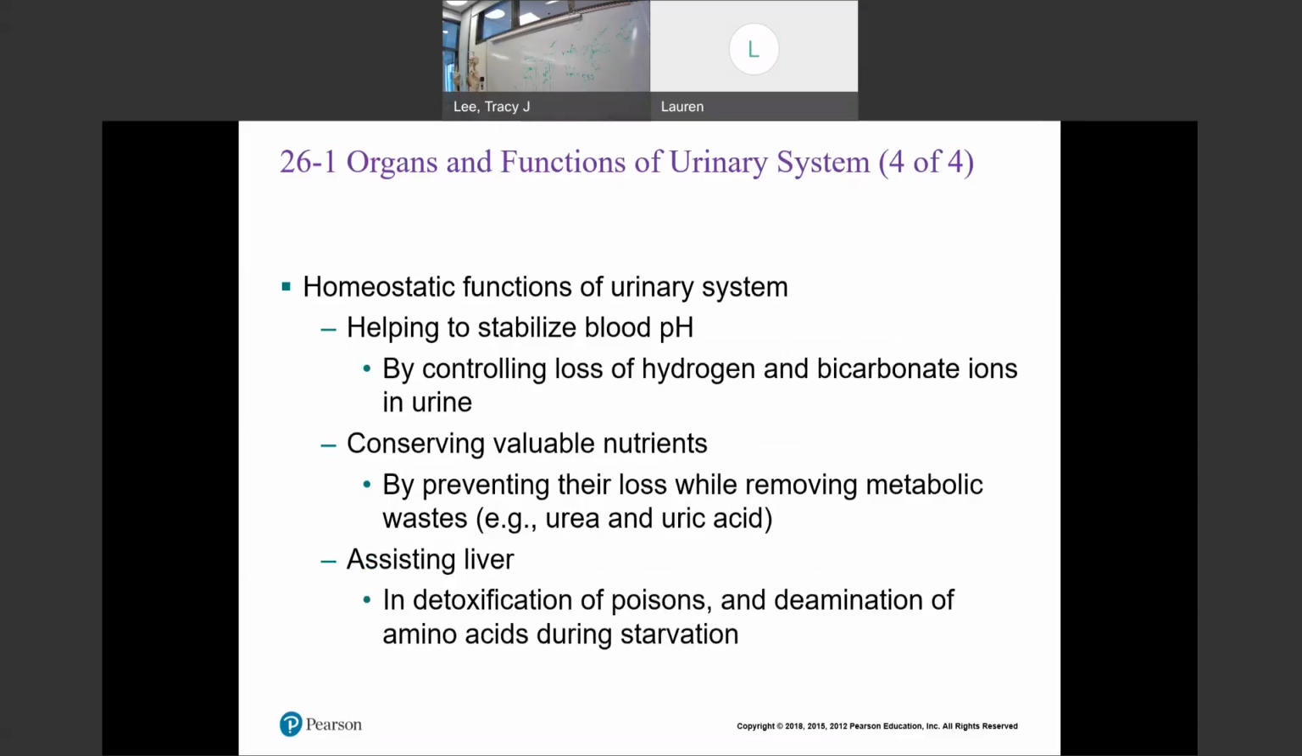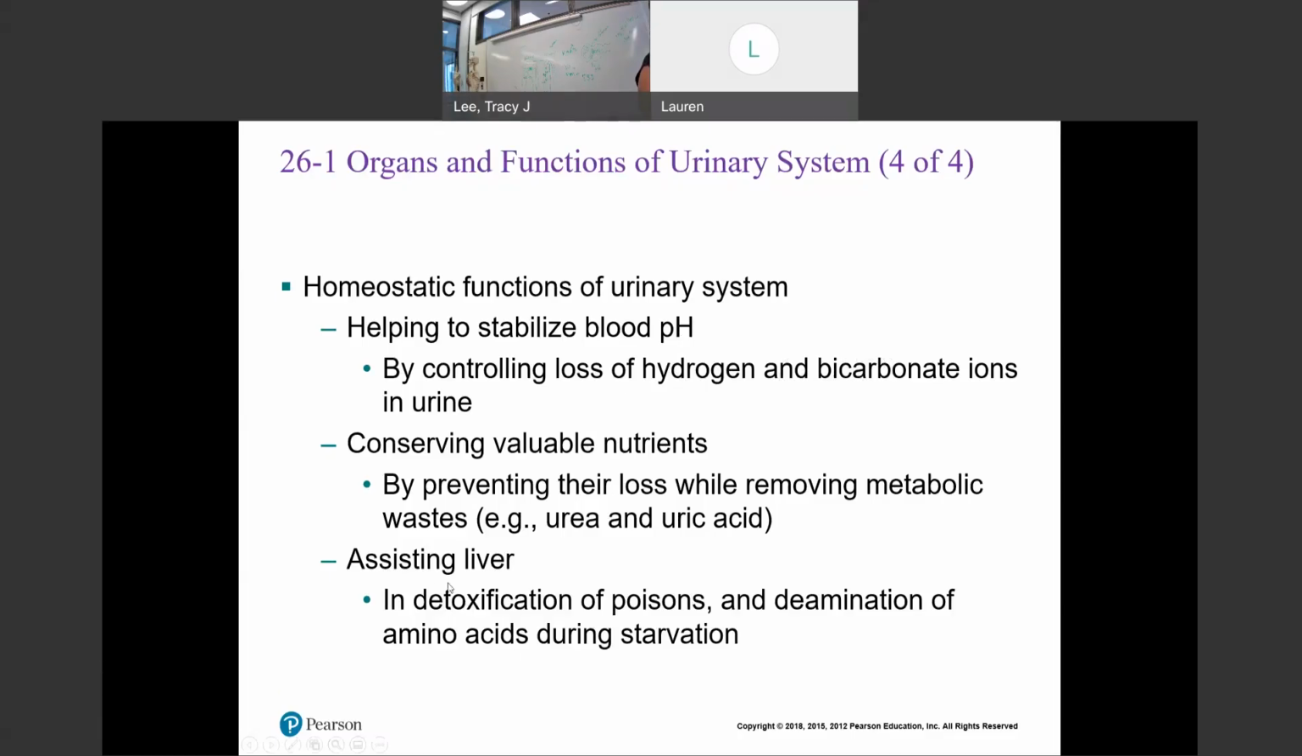The urinary system helps to stabilize blood pH. How can I do that? By the ions that I hold on to, things like that. How important is pH level in our body? Super important. So we can either get rid of hydrogen ions, or we can get rid of or maintain bicarbonate ions, which act as buffers. These would be our buffering system.